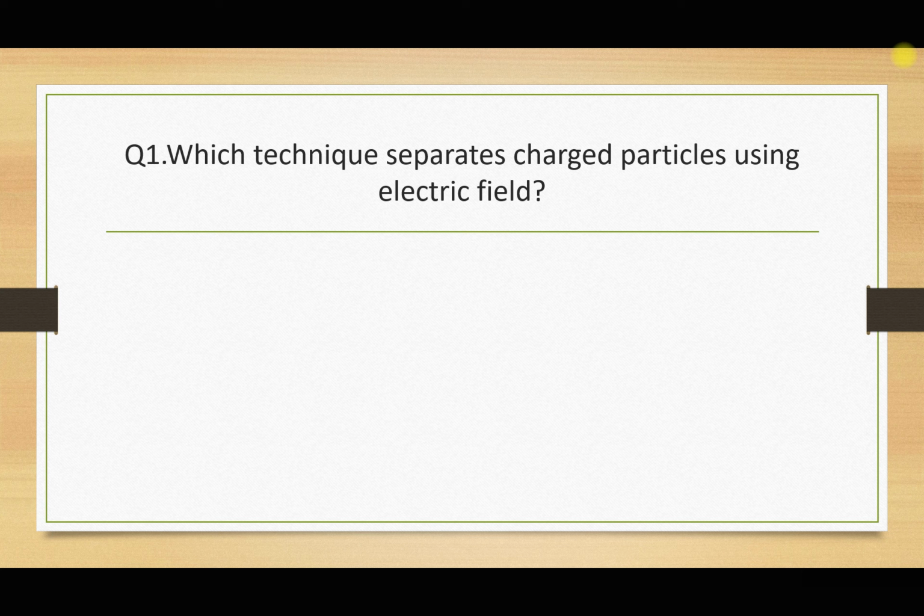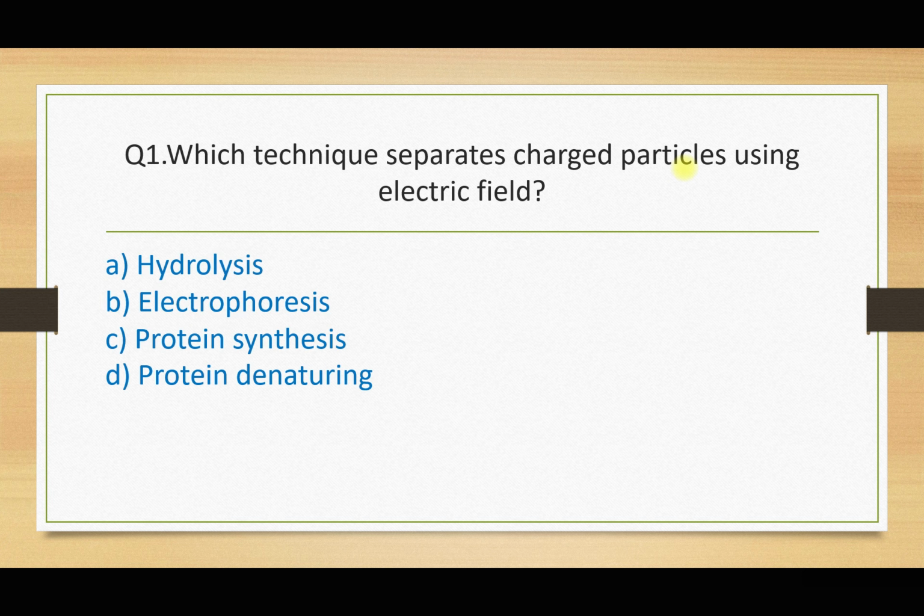Question number 1. Which technique separates charged particles using electric field? Options are A. Hydrolysis, B. Electrophoresis, C. Protein synthesis, D. Protein denaturing. This was a bouncer question and I know you have answered it correctly. Yes, the correct answer is B. Electrophoresis. Electrophoresis means the movement of the particles under electric field, and these particles are of course the charged particles.